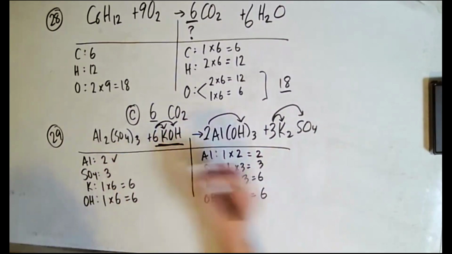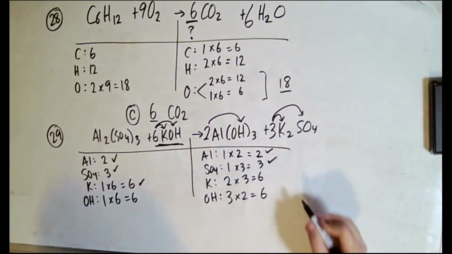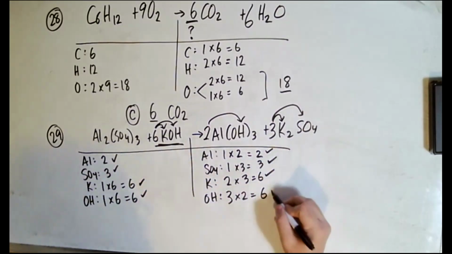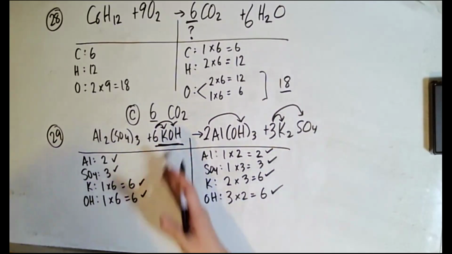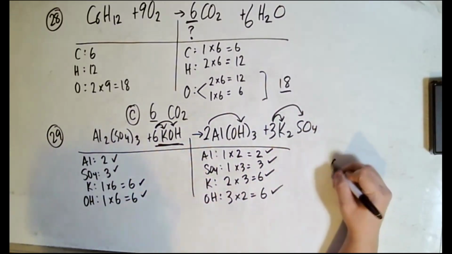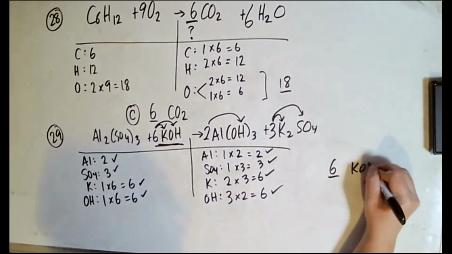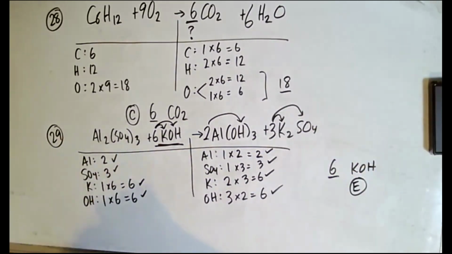And now I see I've got 2, 2, 3, 3, 6, 6, 6, 6. So everything's balanced. They wanted the coefficient in front of my potassium hydroxide. And that's going to be 6 in front of my KOH. That's going to be answer choice E for that one.